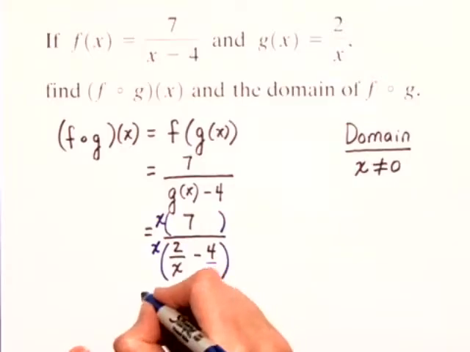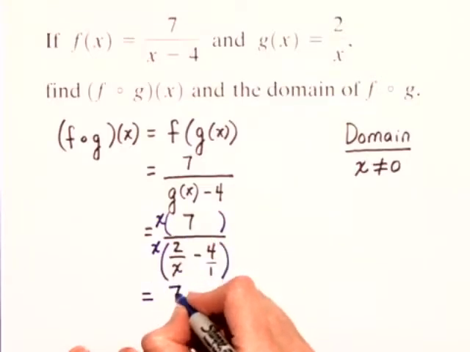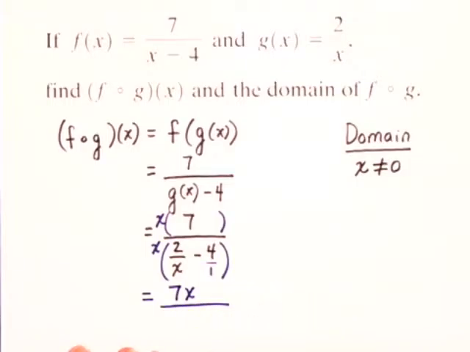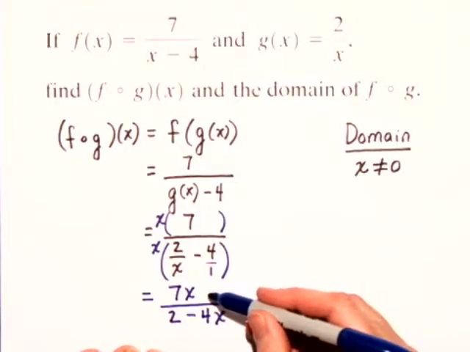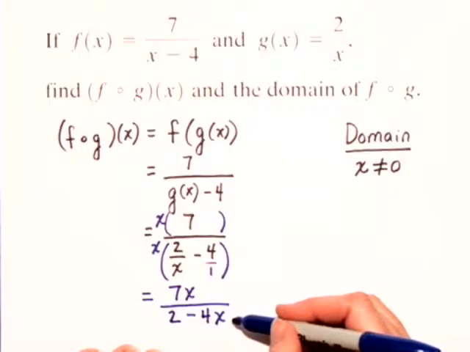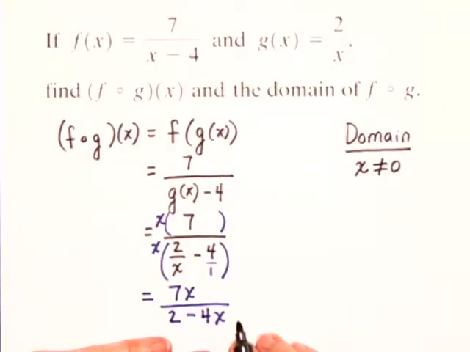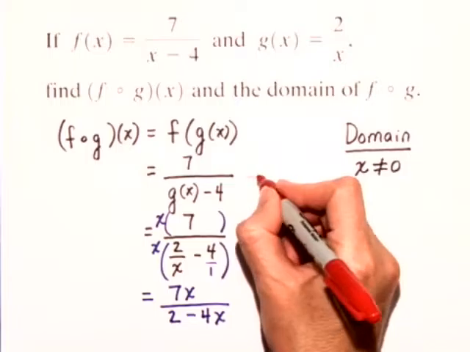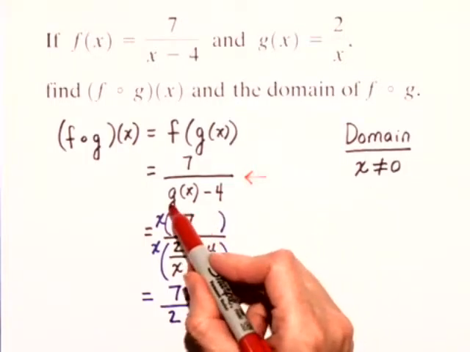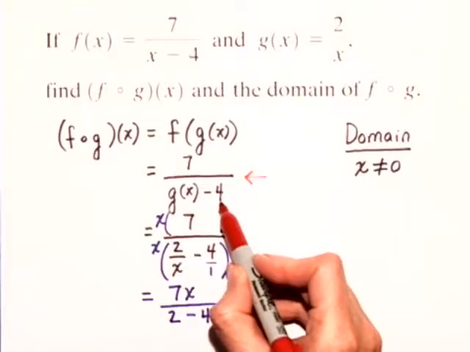So when we simplify this complex fraction, in the numerator we just have x times 7, or 7x. And in the denominator, x times 2 over x just gives us 2, minus 4x. So this is our composed function. f of g of x is equal to 7x over 2 minus 4x. Now, I said we needed to talk just a little bit more about the domain. With our new composed function, we also have to consider any value that creates a 0 in the denominator. And the reason I wrote this step right here where I'm putting the red arrow is because I want to find out what makes the denominator 0.